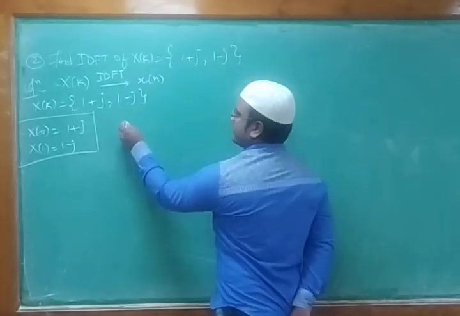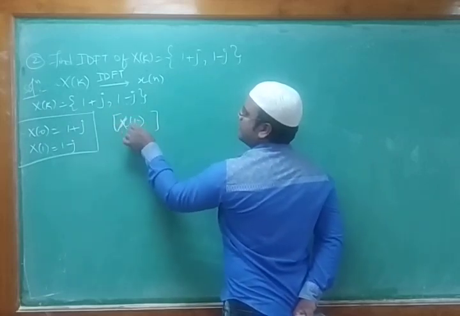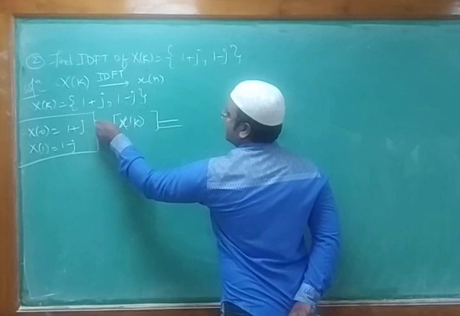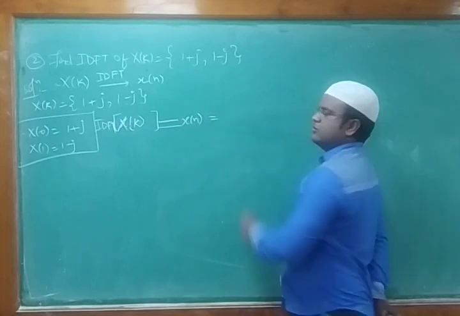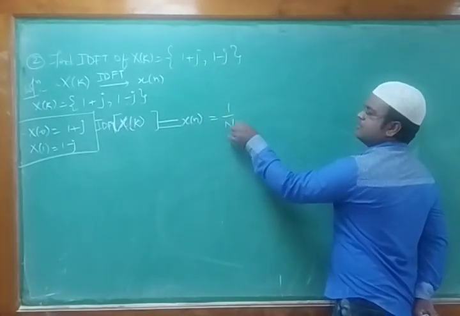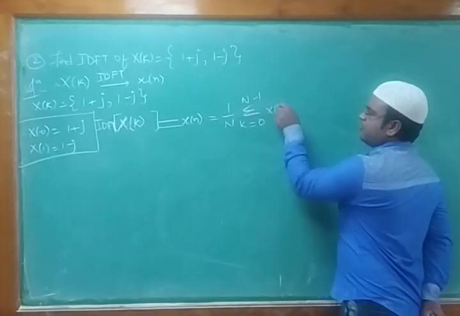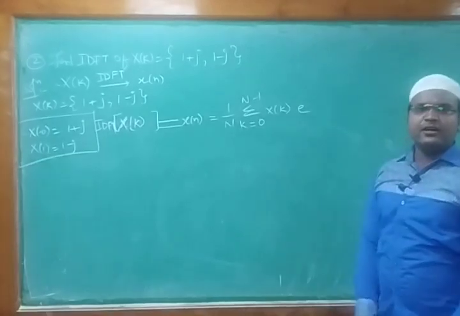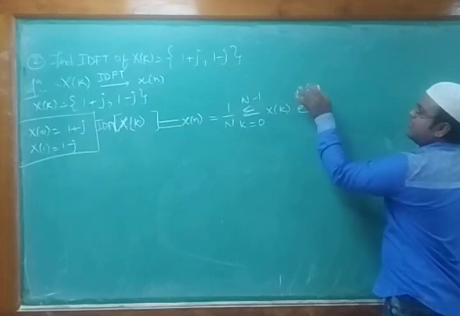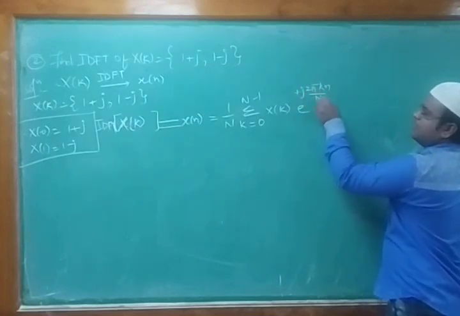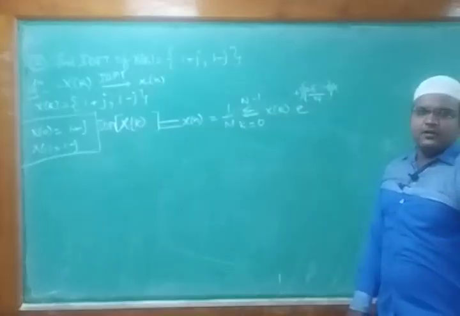Now we'll apply the formula of x of n. So x of n of x of k of IDFT. So IDFT of x of k can be written as x of n is equals to, what is that? 1 by N summation k is equals to 0 to N minus 1 into x of k e power. In DFT we have taken twiddle factor in minus. In IDFT we'll take plus. E power plus j 2 pi kn by capital N. So this n is the internal factor, k is the external, because with respect to k we have written that summation.